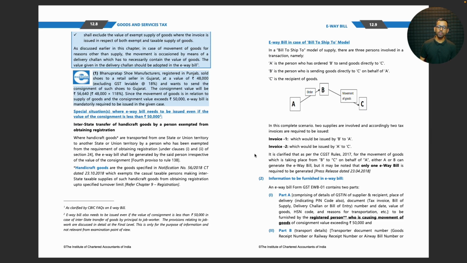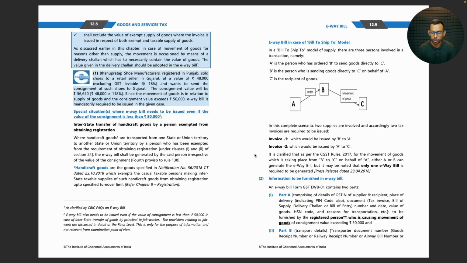Invoice information to be furnished in e-way bill. Part A comprising details of GSTIN of supplier and recipient, place of delivery indicating PIN code also, document: tax invoice, bill of supply, delivery challan or bill of entry, number and date, value of goods, HSN and reasons for transportation, etc., to be furnished by the registered person who is causing movement of goods of consignment value exceeding 50,000.